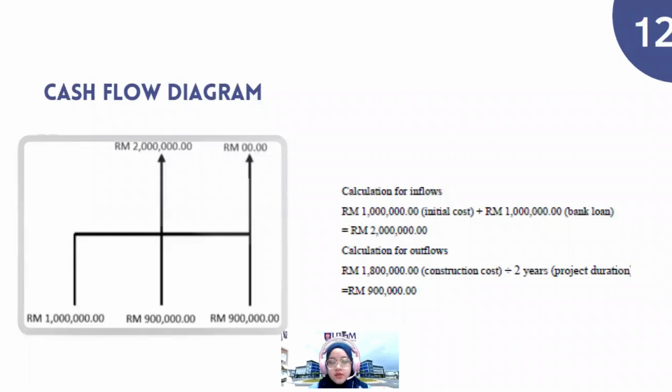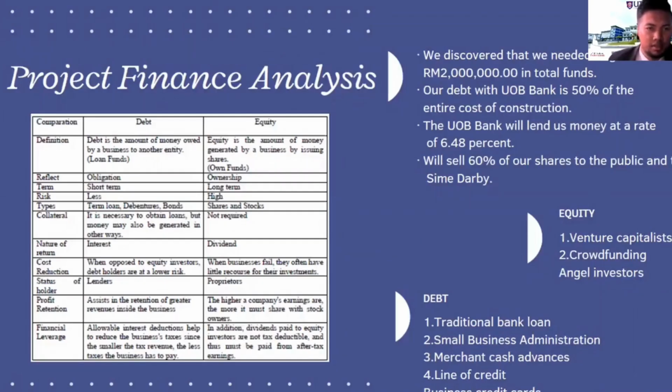Cash flow diagram. Calculation for inflows: 1 million for initial cost plus 1 million for bank loan, and we get a total of 2 million for this construction. Calculation for outflows: 1.8 million for construction cost divided by 2 years, which is our project duration, and we get 900,000 ringgit.